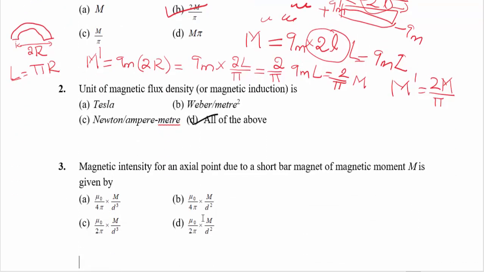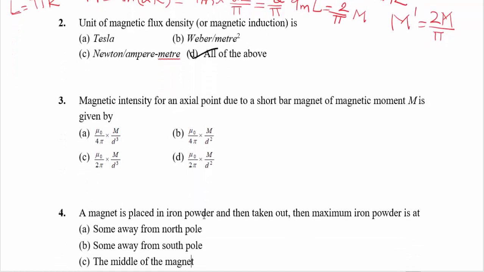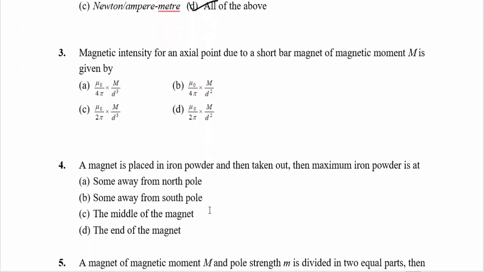Next question, third question. Magnetic intensity of an axial point due to a short bar magnet of magnetic moment m is given by.